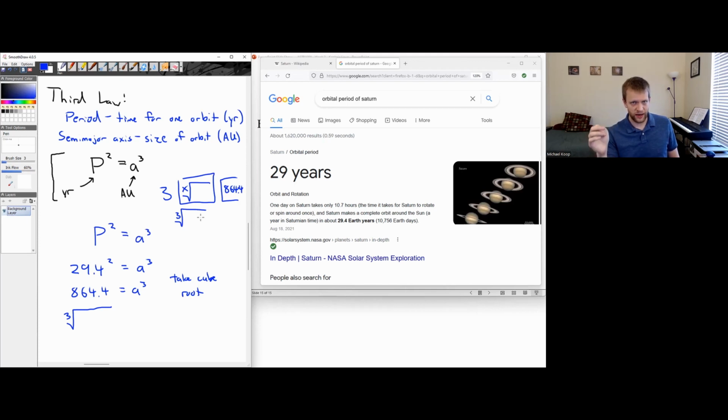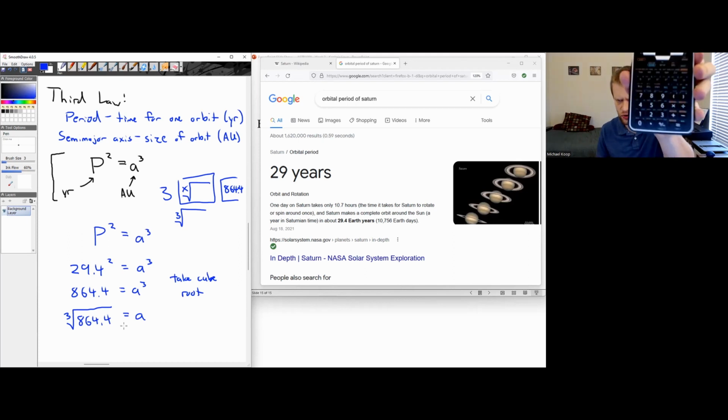If you have questions about how to get your calculator to do that, you can look that up on Google, or you can let me know and come to office hours and we can talk about how to get this calculation working. But back over here, we need to take the cube root of 864.4, and that will basically undo this cube term and just give us back the semi-major axis.